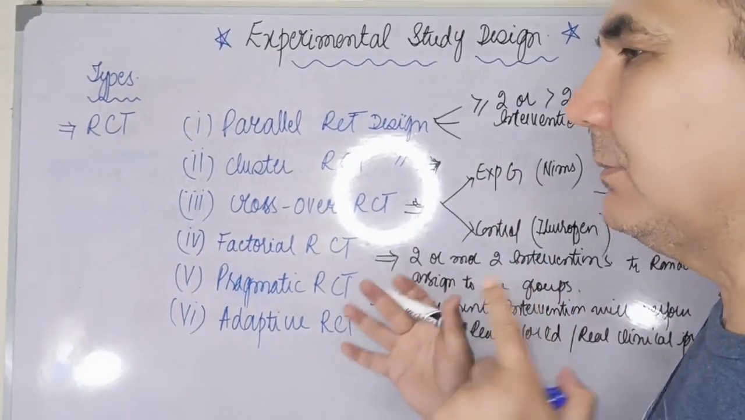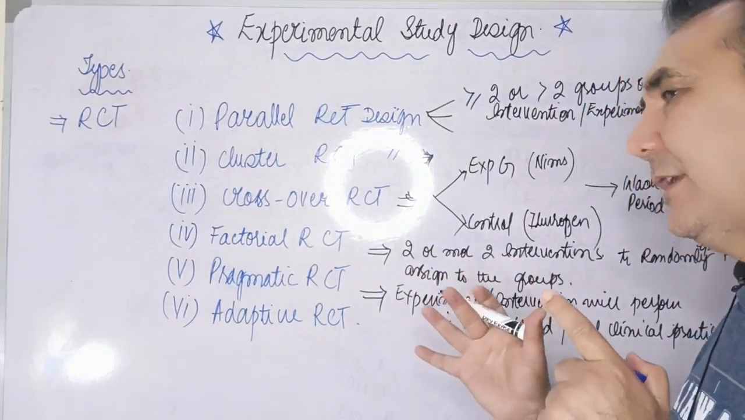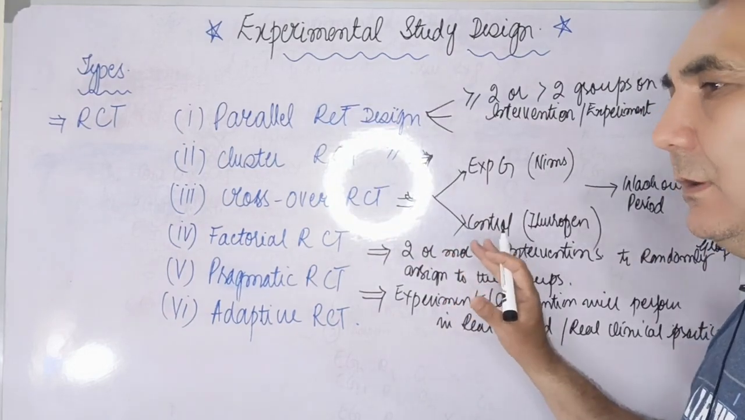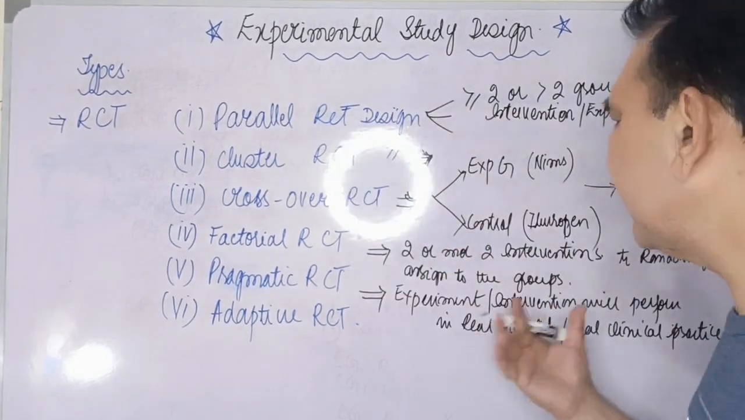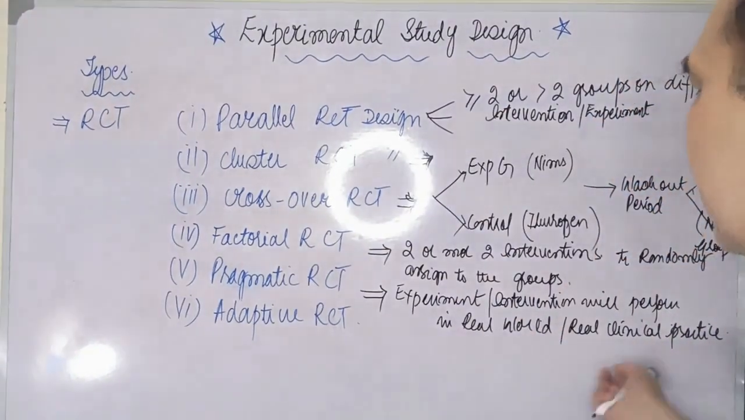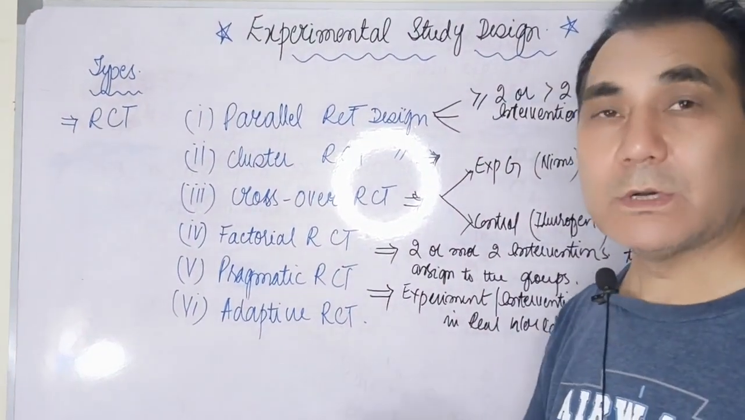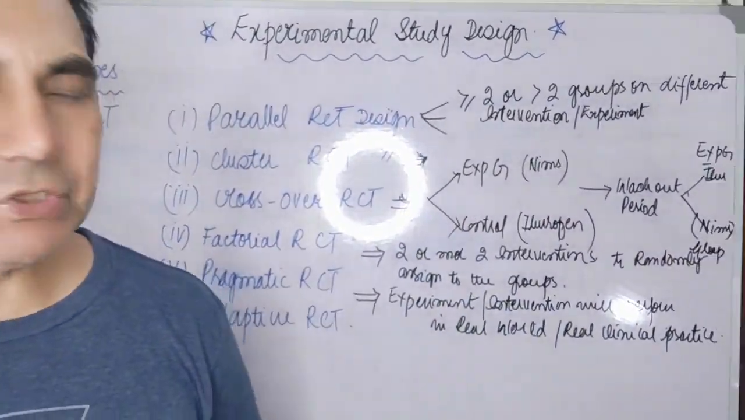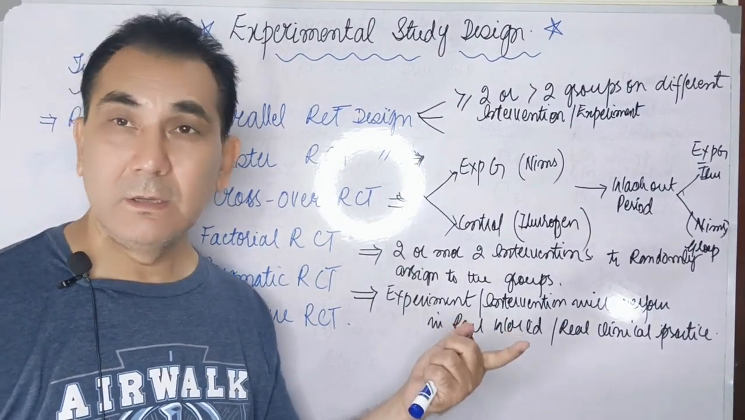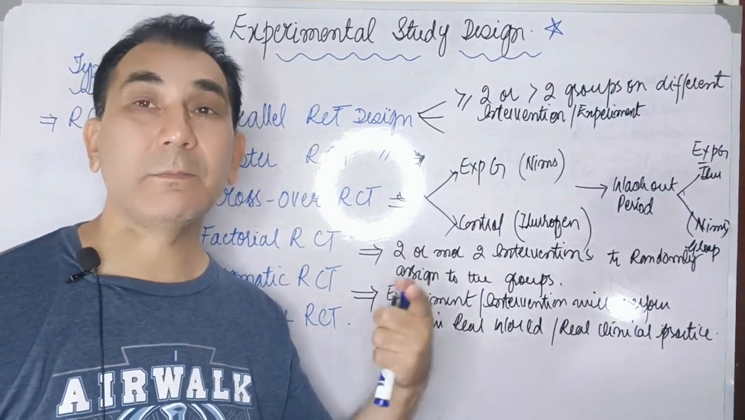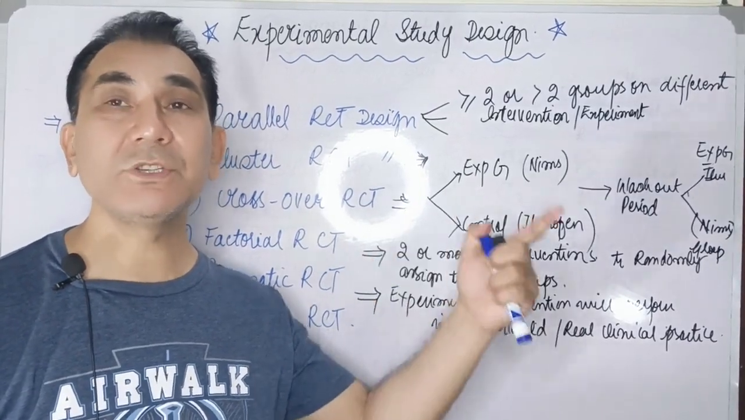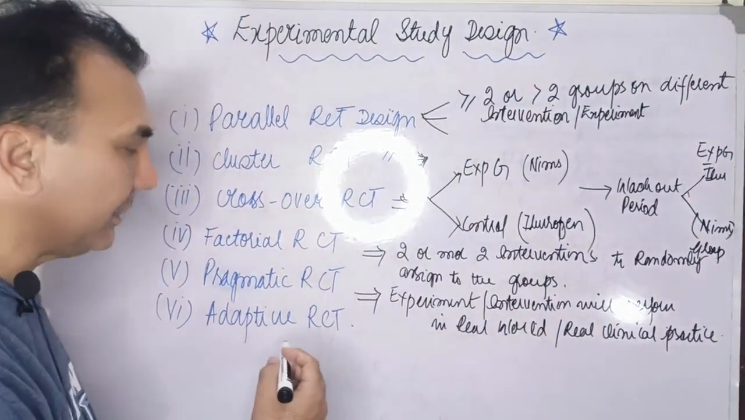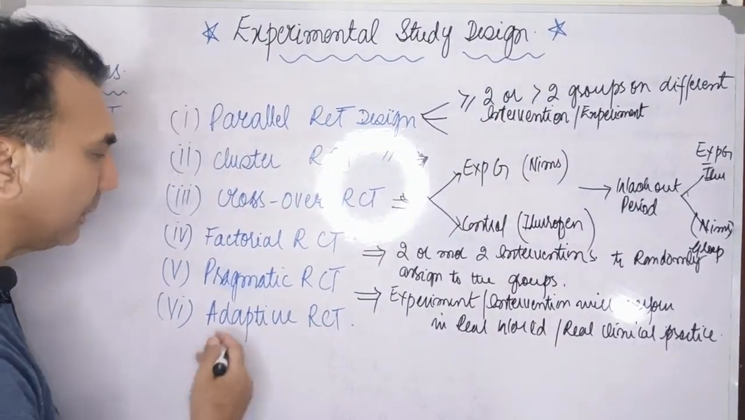The researcher randomly assigns participants to the experiment group or the control group, and after fulfilling all the criteria of the RCT, he performs the intervention in the real world situation, and then sees the effects of that intervention in real life or real clinical practice, and measures its effectiveness. Now the last one, the sixth type of RCT, is the adaptive RCT.